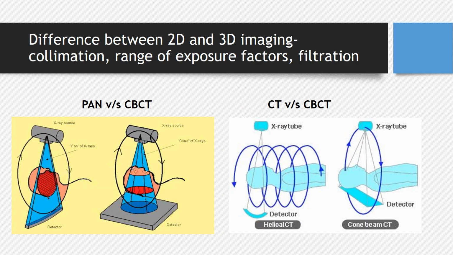The difference between two-dimensional and three-dimensional imaging, for example when comparing panoramic versus CBCT, is that the panoramic uses a slit beam or fan beam of X-rays, which exposes only one particular area in the focal trough and gives you a two-dimensional image of that area. Cone beam computed tomography, versus that, has volumetric imaging and uses a cone of X-rays like shown in the picture, and helps you visualize all objects that lie within that conical area of exposure.